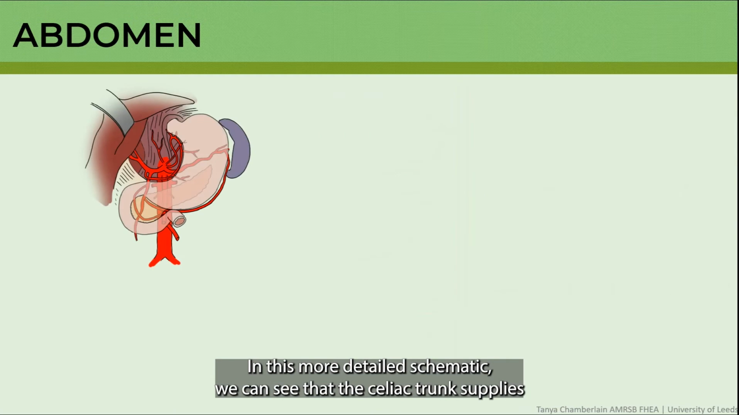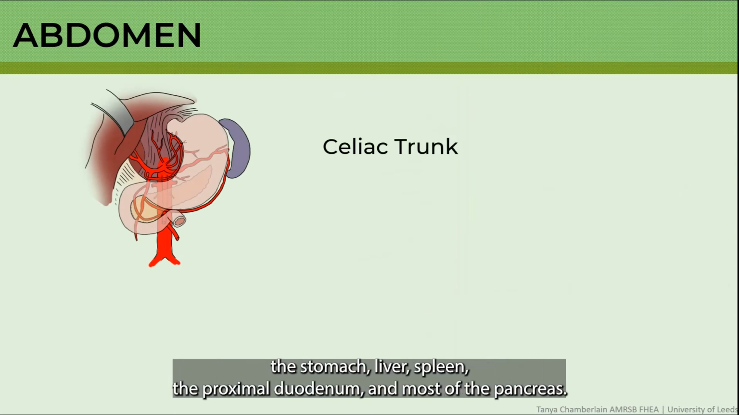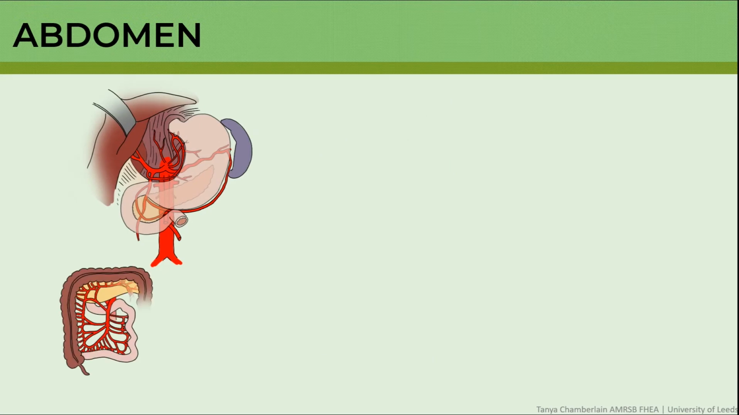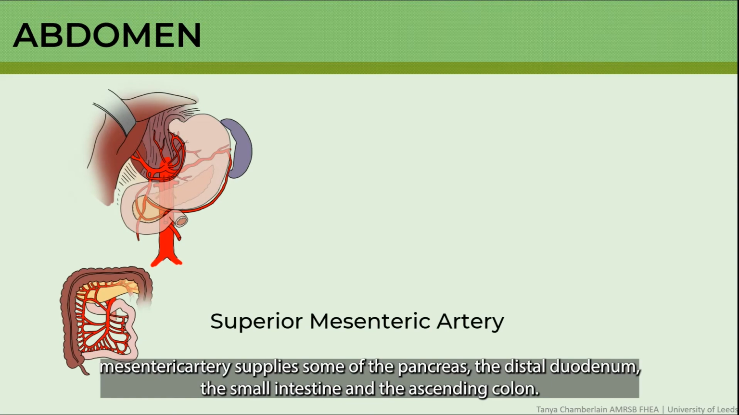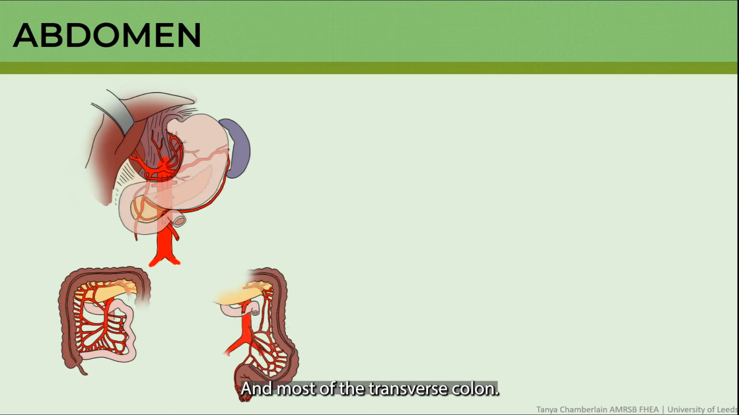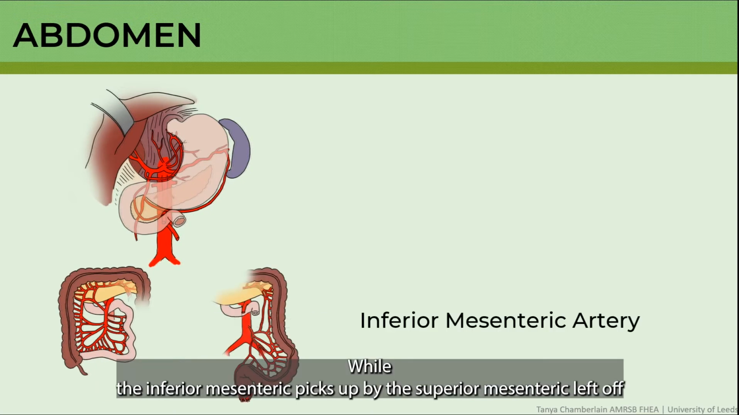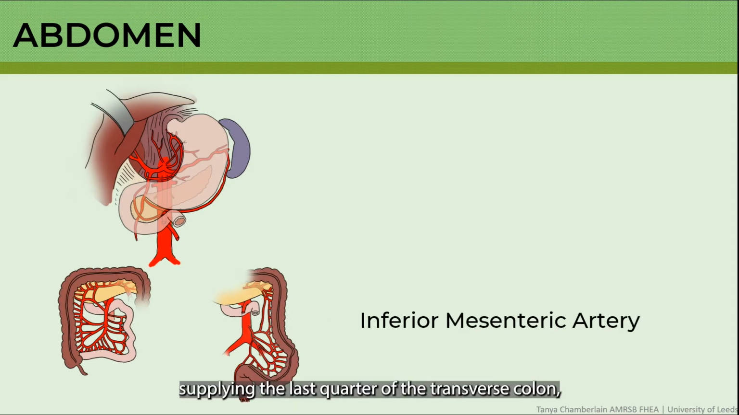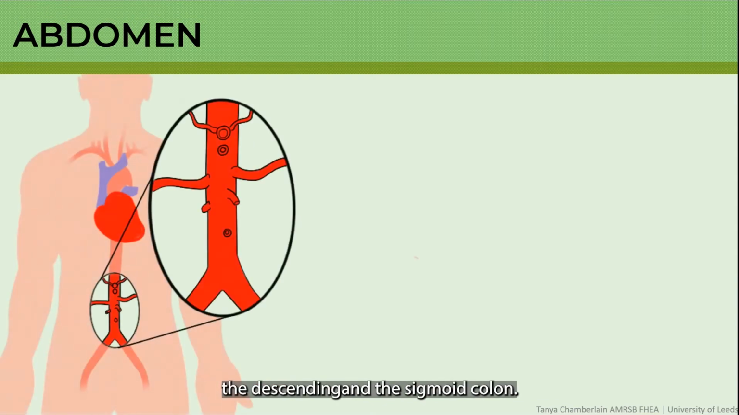In this more detailed schematic, we can see that the celiac trunk supplies the stomach, liver, spleen, the proximal duodenum, and most of the pancreas. The superior mesenteric artery supplies some of the pancreas, the distal duodenum, the small intestine, and the ascending and most of the transverse colon. Whilst the inferior mesenteric picks up where the superior mesenteric left off, supplying the last quarter of the transverse colon, the descending, and the sigmoid colon.